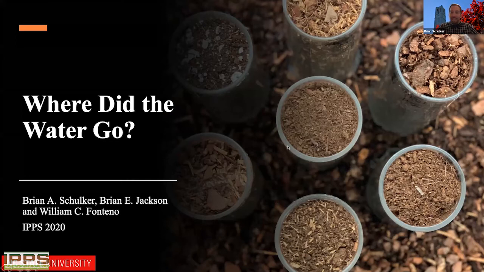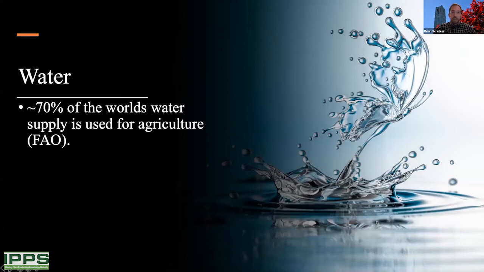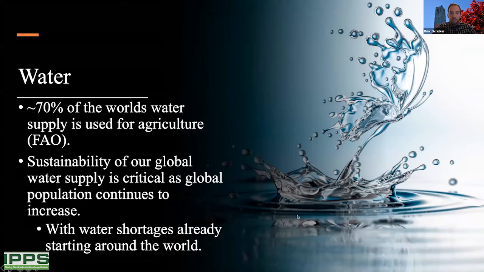Hello, everyone. As he said, the question that we're going to hope to answer today is, where did the water go? Before we move completely into this research, I want to give you a little background on the current state of water, substrates, and irrigation techniques. Starting with water, around 70% of the world's water supply is used for agriculture, a statistic given to us by the FAO. Sustainability of our global water supply is critical as global population continues to increase, with water shortages already starting around the world.